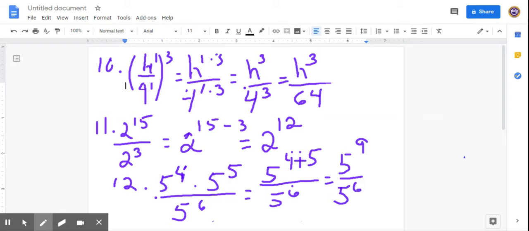Now you're dividing. So now you need to subtract the exponents. So that's 5 to the 9 minus 6. 9 minus 6 is 3. So your answer is 5 cubed. That exponent is below 5, so that means I want you to simplify it out. So that's 5 times 5 times 5, which is 125.